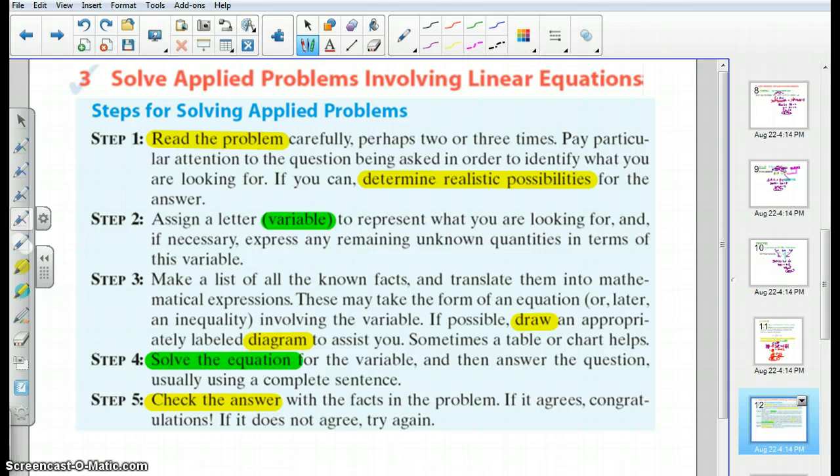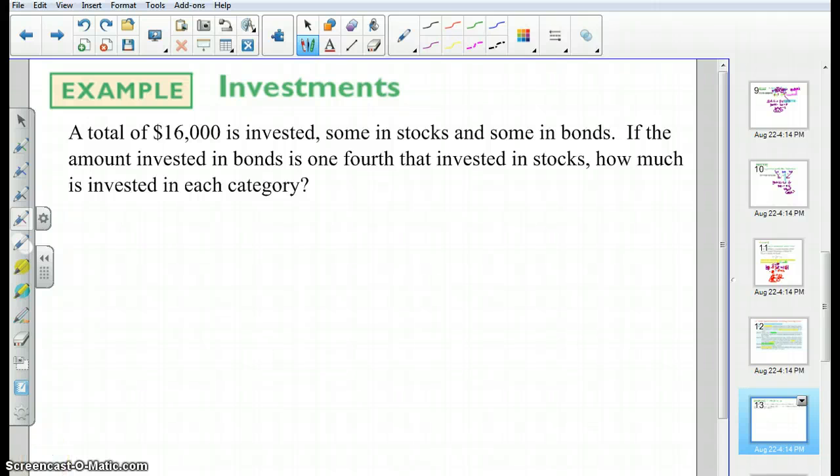So here again is the books. Read the problem. For word problems, you've got some variables to define, draw a picture, and write an equation. Let's see if we can do a couple together.